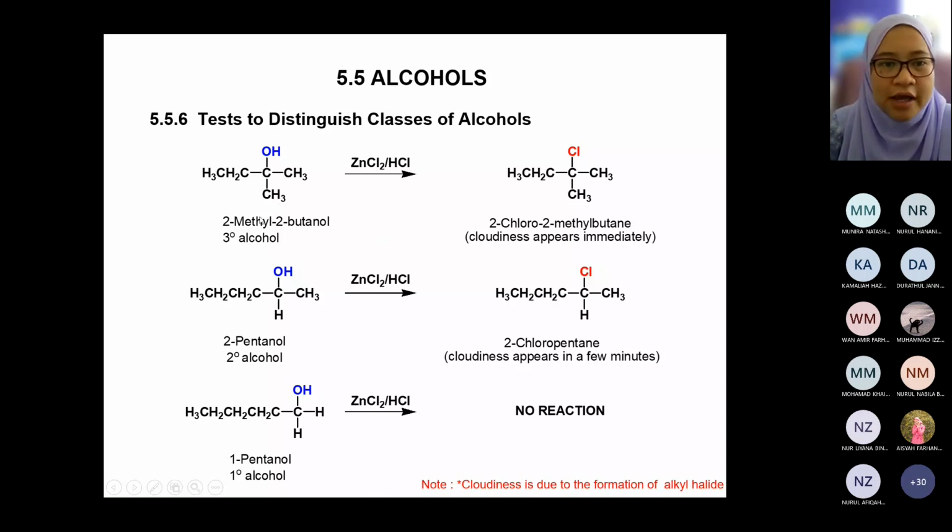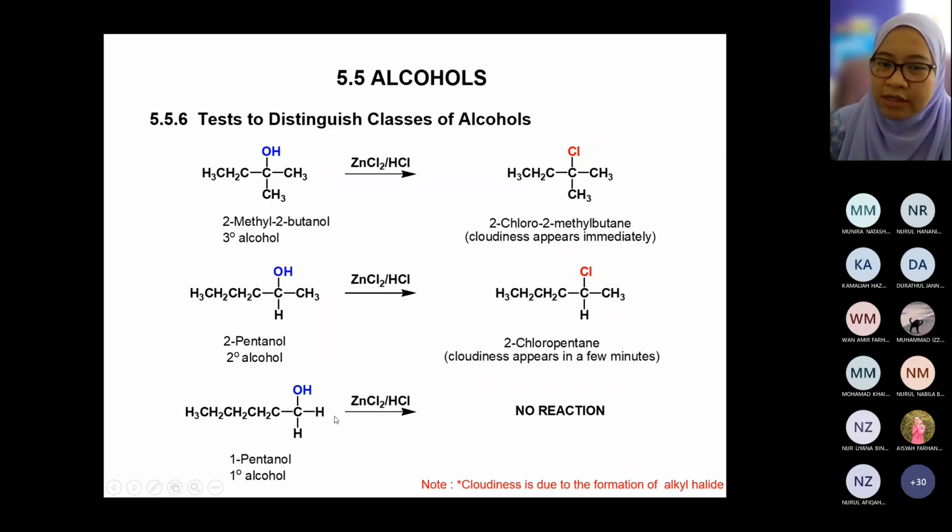Let's see. We have 2-methyl-2-butanol, which represents the tertiary alcohol, 2-pentanol representing the secondary alcohol, and 1-pentanol representing the primary alcohol. When these three are subjected to this Lucas reagent, the first one, the OH will be replaced with chlorine. So the cloudiness appears immediately. This cloudiness represents this compound. The same goes for this one, but this is after 5 minutes.